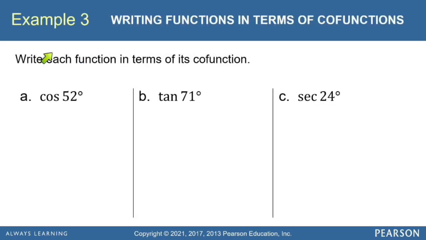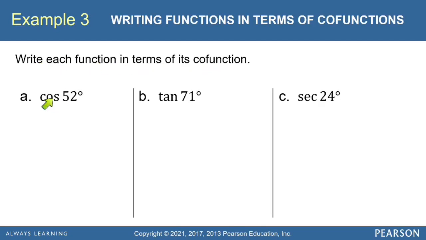So here we are in example 3, and we're going to get to practice with our cofunctions a little bit. It says write each function in terms of its cofunction. So notice that they are not asking us to evaluate the cosine of 52 degrees. They're asking us to restate this in terms of its cofunction.